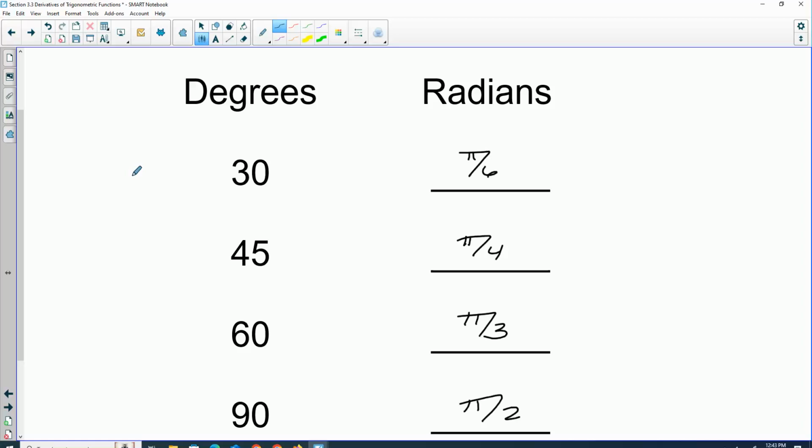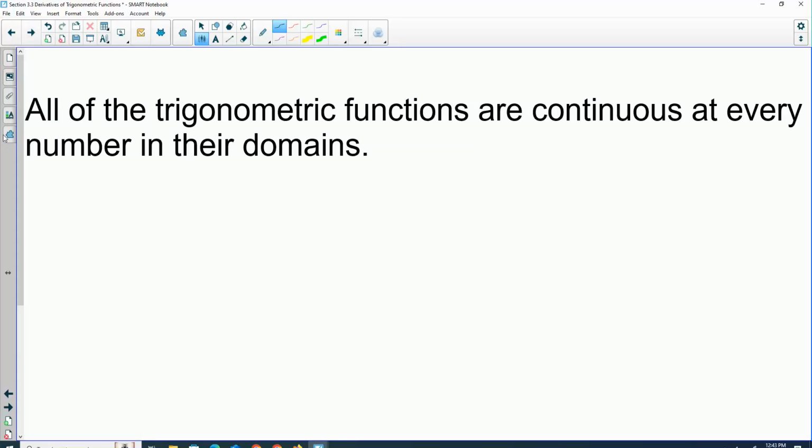Another thing to remember about our trig functions, they're all continuous as long as the numbers are involved in the domain. So sine and cosine, they were always continuous. Your other four trig functions, they did have asymptotes, so it's continuous between the asymptotes on those. And just as a side note, a couple formulas that we might use today. What's the most important trig formula? Sine squared plus cosine squared equals 1.